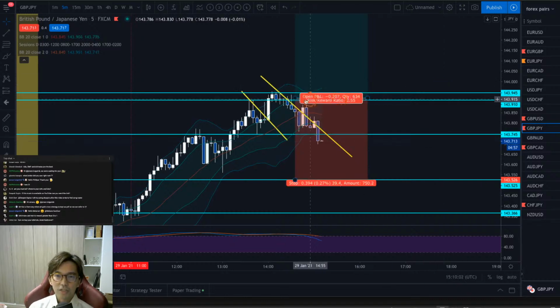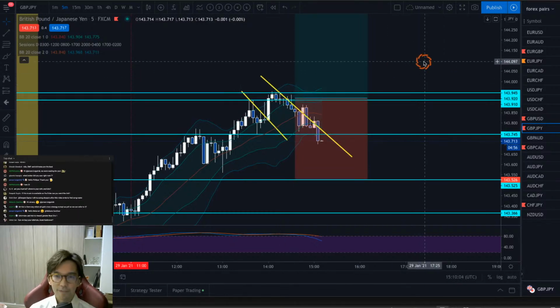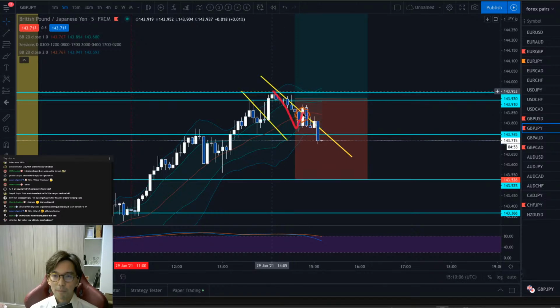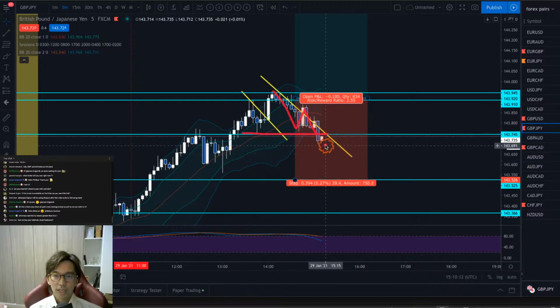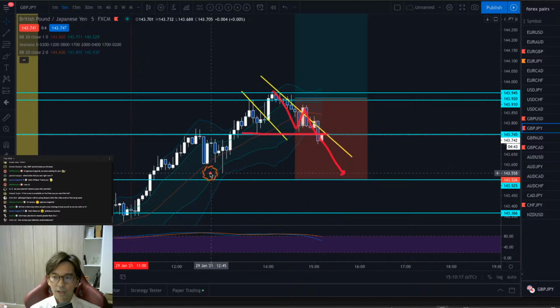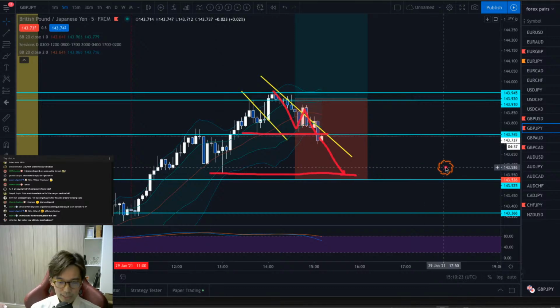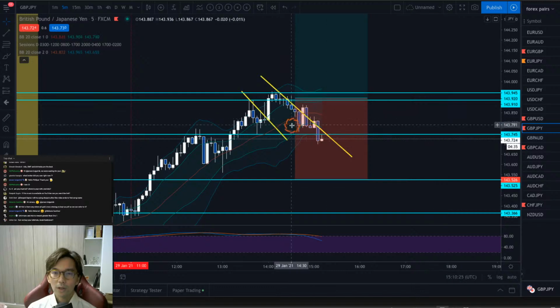Okay, so now this is reversing the wave in 5. It's going down this way, and it just broke the previous low. So at this moment, it can still go downwards to the second low over here at this 143.558 level. So here I would still wait until it goes up this way.